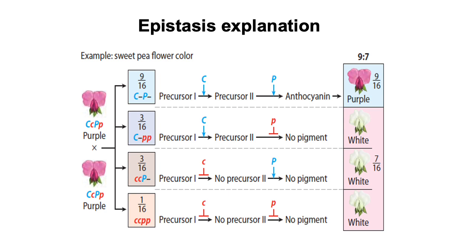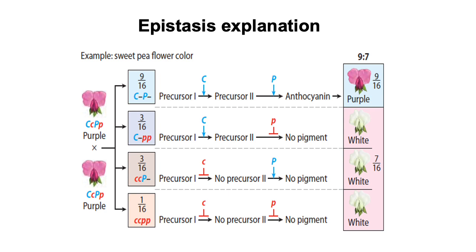Okay, so what if there's an enzyme, right? We know enzymes are proteins. An enzyme that we're going to call enzyme C that's encoded by the gene we're calling C. Well, in the top panel there, shown in blue, you have the arrows. If we have a dominant allele at C, we can convert precursor 1 to precursor 2.